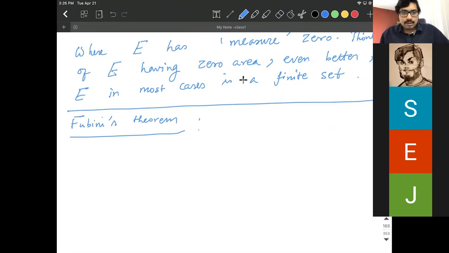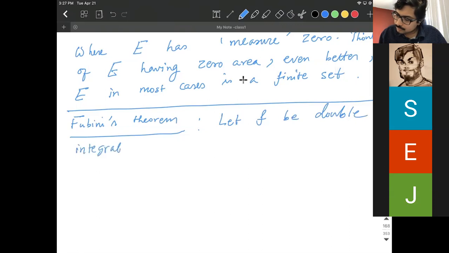So let's write it down. So let F be double integrable on R, then, so double integrable means that F is bounded and it's continuous outside a finite set of points. Then you are allowed to switch the order of integration.